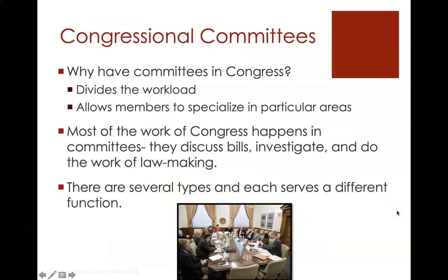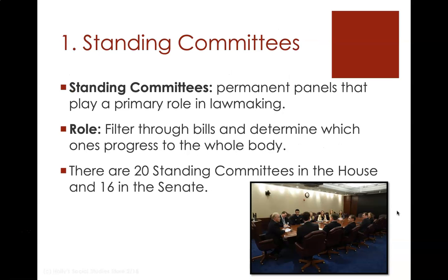Congressional committees. Why do we have committees in Congress? Well, there are so many people. Congress in total has 535 members, and so the reason we have committees is because it mainly divides the workload. It also allows members to specialize in particular areas. Most of the work of Congress happens in committees because they are in charge of discussing bills, investigating bills, and they also do the work of lawmaking. That is their main job. There are several types, and each serves a different function. So we're going to look at these now.